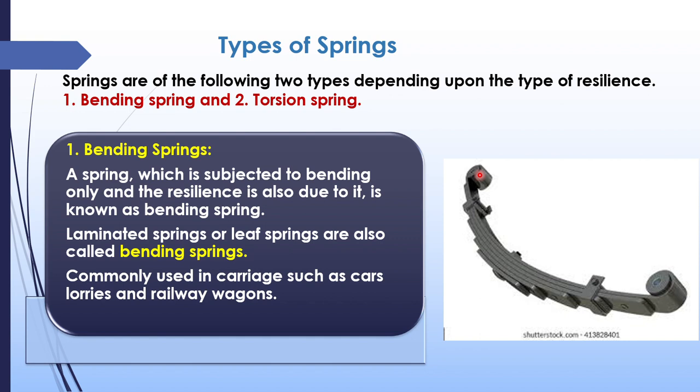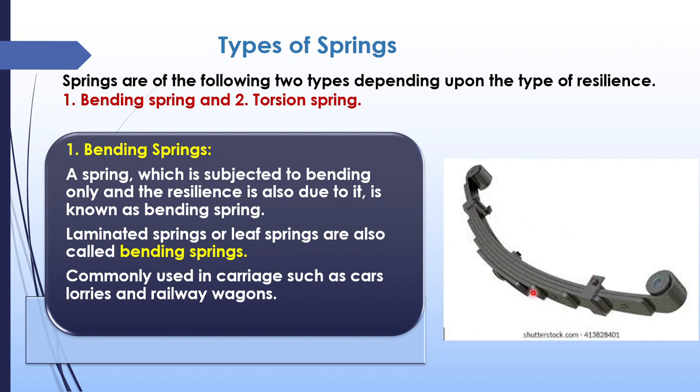Now there are different types of springs. Normally there are bending springs and torsion springs. The springs you may have seen, these are known as bending springs. Mainly these are used in carriages such as vehicles, lorries, etc., and railway wagons. And these are subjected to bending only.